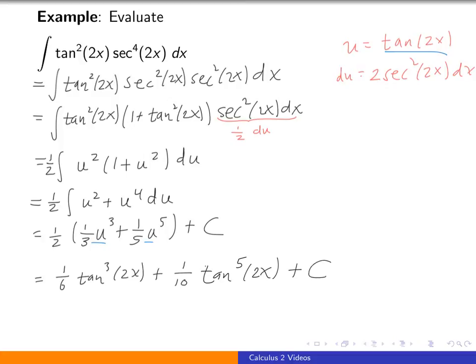So to recap the method that we've used, if the power of secant is even, save 2 of them to play the role of du. The remaining even power of secant can be rewritten via the Pythagorean identity to get in terms of tangents so that you can do a substitution.